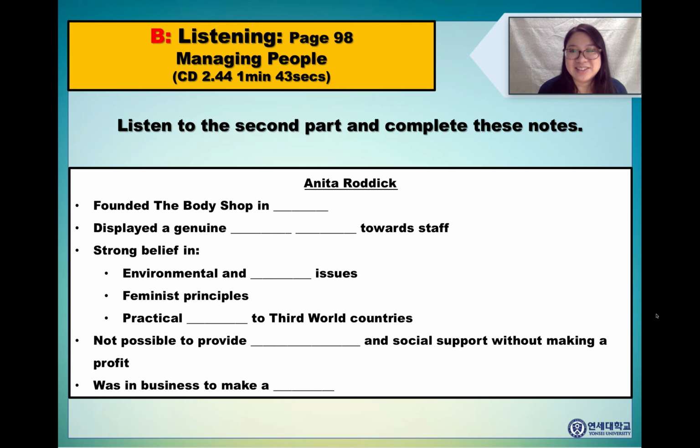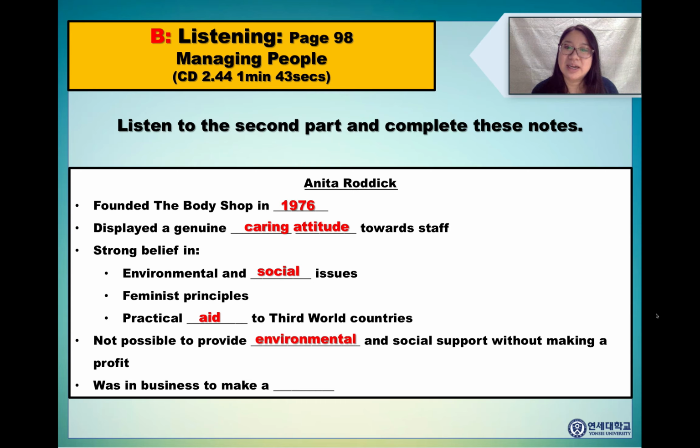Let's check your answers. We'll start with the first person, Anita Roddick. She founded the Body Shop in 1976. She displayed a genuine, caring attitude towards staff. She also had a strong belief in environmental and social issues, feminist principles, and practical aid to third world countries. However, she did say that it's not possible to provide environmental and social support without making a profit. So, she declared that she was in business to make a profit.